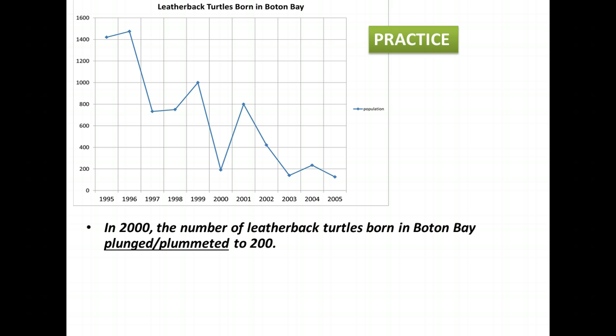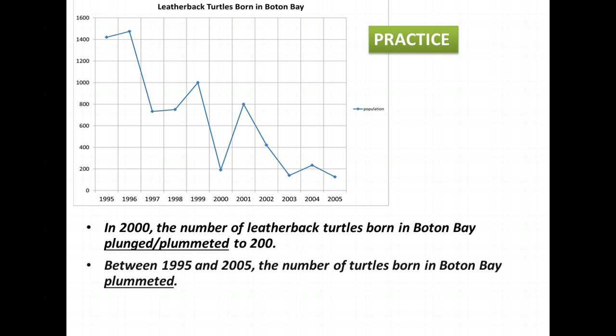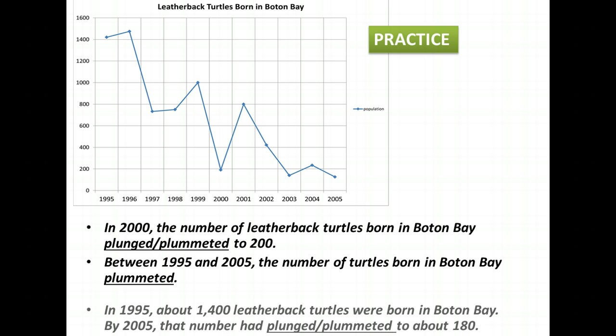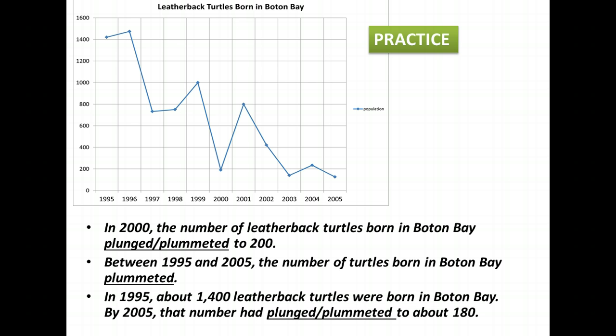So what sentence can you write to describe the dramatic decrease between 1995 and 2005? I have two examples for you. One is between 1995 and 2005, the number of turtles born in Baton Bay plummeted. And I can also divide that up into two sentences. I can say, in 1995, about 1,400 leatherback turtles were born in Baton Bay. By 2005, that number had plunged or plummeted to about 180. So you can see that you can use these words to describe specific points or trends overall that you see in the graph.